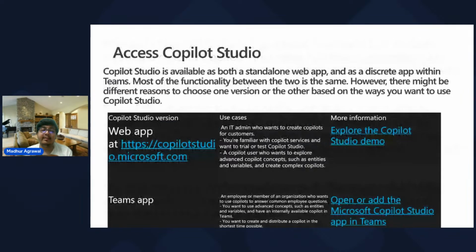So basically, these are some of the ways you can access Copilot Studio: using the web app copilotstudio.microsoft.com. Otherwise, you can access it using the Teams app as an employee. If your enterprise has integrated Copilot Studio, you can access it from your Teams application. For that, your organization must have purchased an enterprise license, and then you would be able to use that.